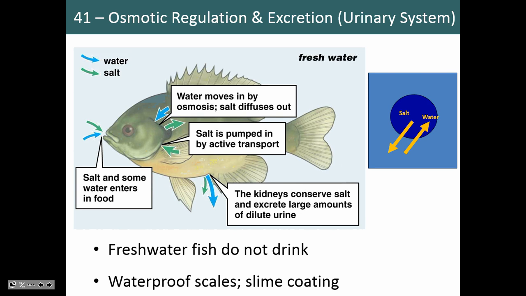And then to try to balance out salt, they get some salt in with their food. They also actively pump salt in through their gills via active transport. So they're pulling salt from the fresh water to try to bring their ion balance up. And then they're going to have a very dilute, copious urine that excretes large amounts of water and retains salt. So they're going to try to conserve as much salt as possible in the kidneys and then dump out excess water from their urinary waste in order to deal with their environment.